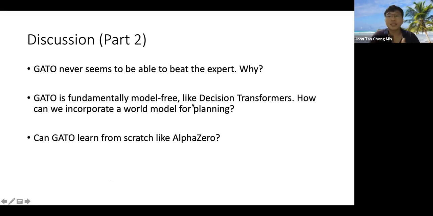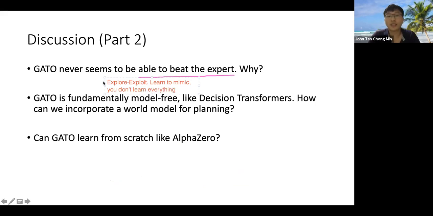Then there's a second point of questions that we can ask ourselves. One thing is, GATO never seems to be able to beat the expert. Why? To me, this seems to be more of an explore-exploit thing. Because if you learn to mimic, you don't really learn everything.